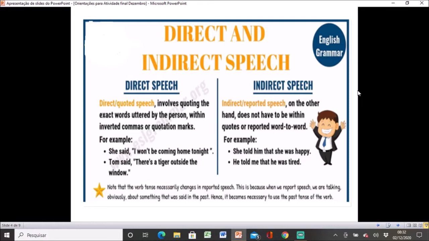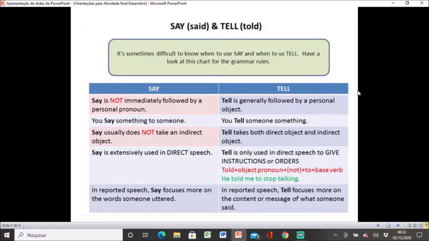Então, se você ainda tem alguma dúvida, vai lá na nossa videoaula e assiste lá, tá legal? Say, said e tell, told. It's sometimes difficult to know when to use say and when to use tell. Have a look at this chart for the grammar rules.